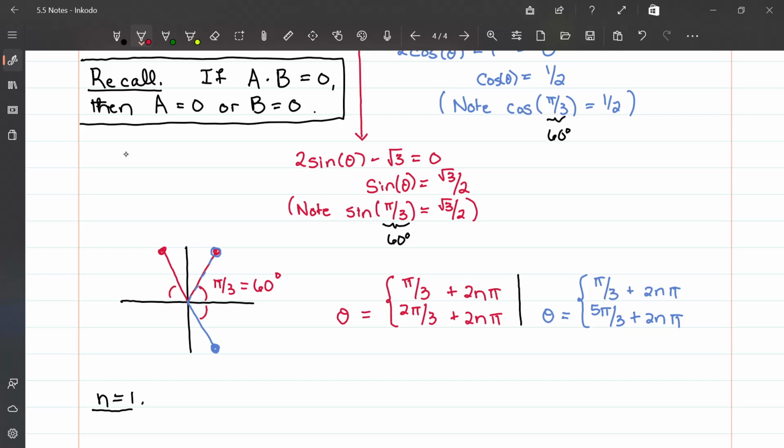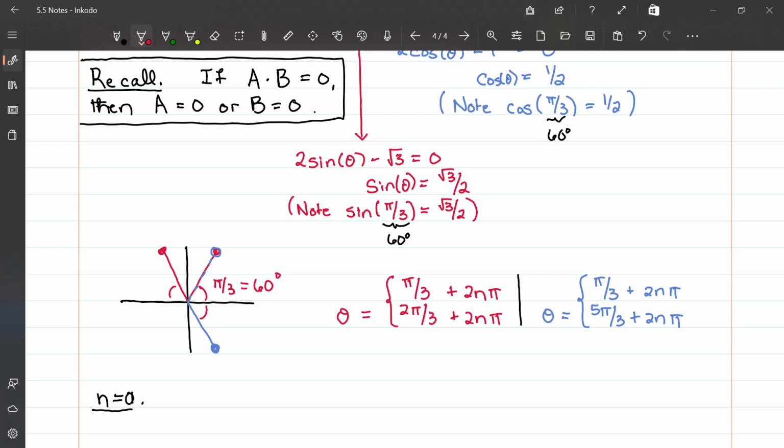Now, if we allow, or I'm sorry, it shouldn't be n equals 1. I'm getting a little ahead of myself here. I'm just so excited to work on this problem. Let's let n equal 0. Got to start somewhere.